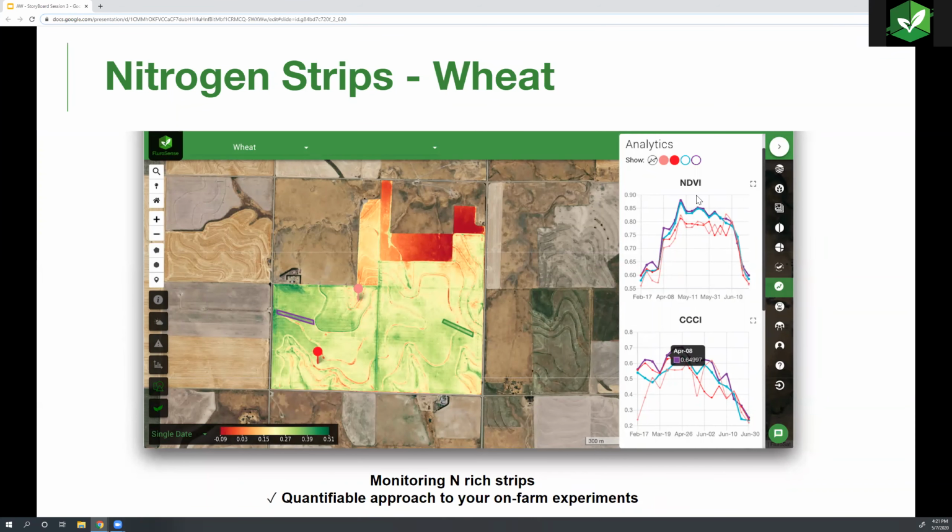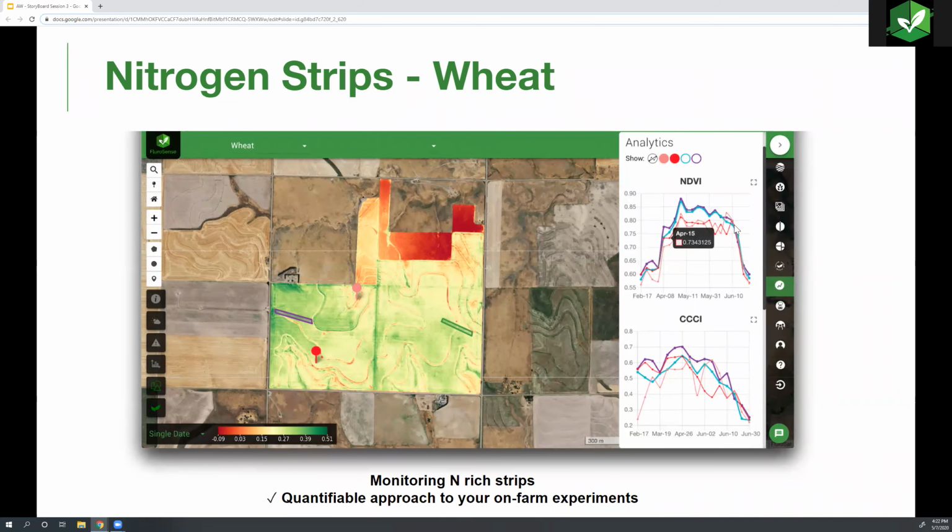So what we plot here on the platform is, we use the analytics tab and we looked at the NDVI. Looking at the NDVI, it looks like both of those strips, both of the blues, are quite identical. There is no variation. So if I only look at the NDVI graph, my feedback is that whatever I did in A matches whatever I did in B. There's no difference. On the other hand, if you look at the CCCI map, you would see that there is a difference.